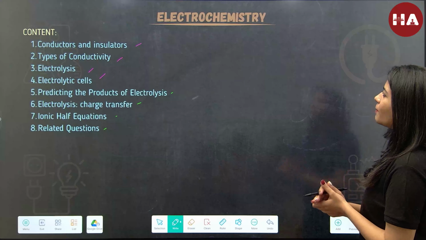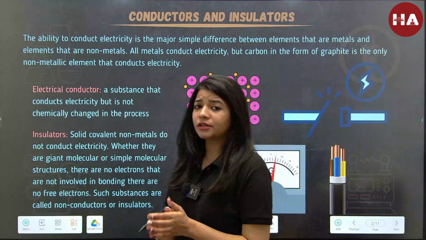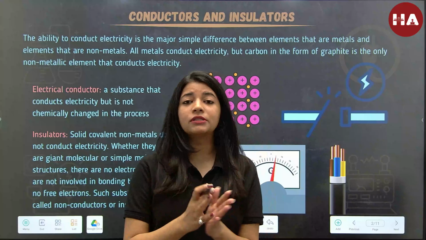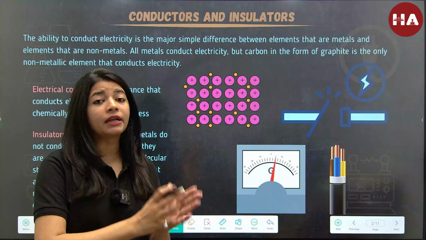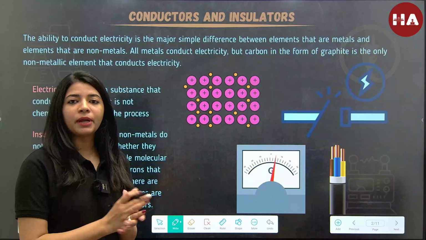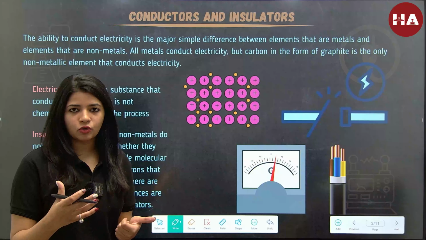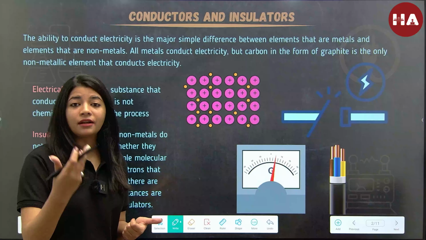The first topic is conductors and insulators. So what are conductors and insulators? This is very important for us to understand because this is the key difference point between metals and non-metals. How metals are different from non-metals. The property of metals is to conduct electricity because they have delocalized free electrons. Because of the flow of electrons, they can conduct electricity.